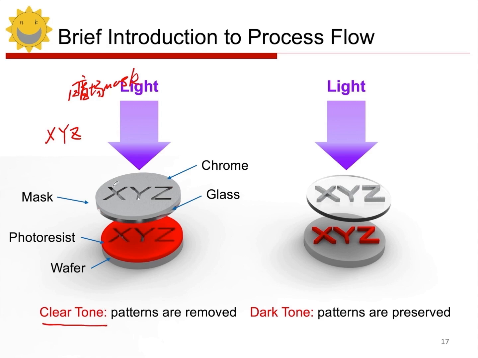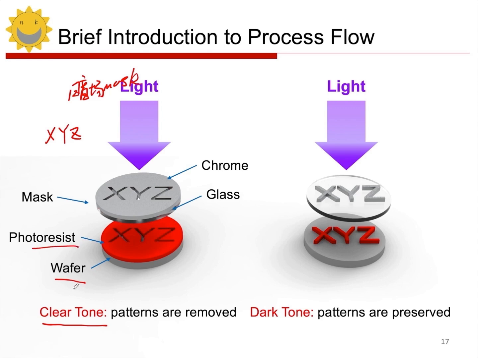photoresist. Typically, in integrated circuit processing, we use what's called positive photoresist. Positive photoresist means that the areas exposed to light will undergo a change, and we can wash away the areas that were exposed using our developer solution, while the areas that weren't exposed will harden, thus preserving those areas. So through this process, we can see that this is called clear tone.